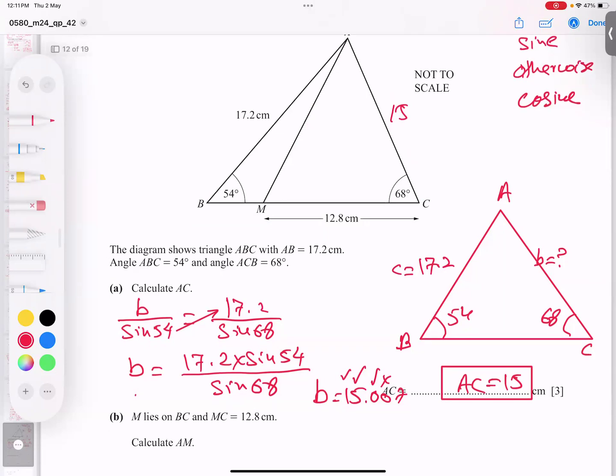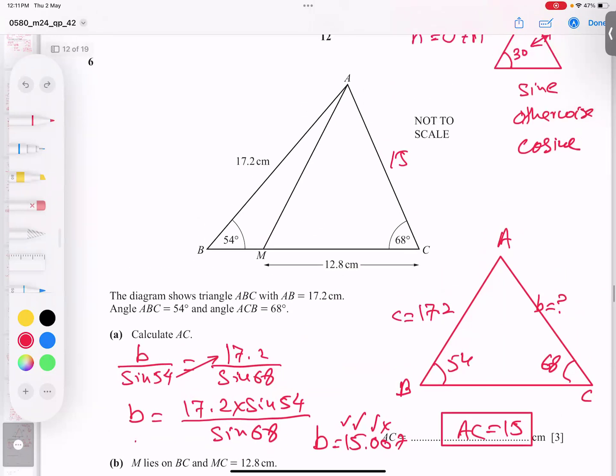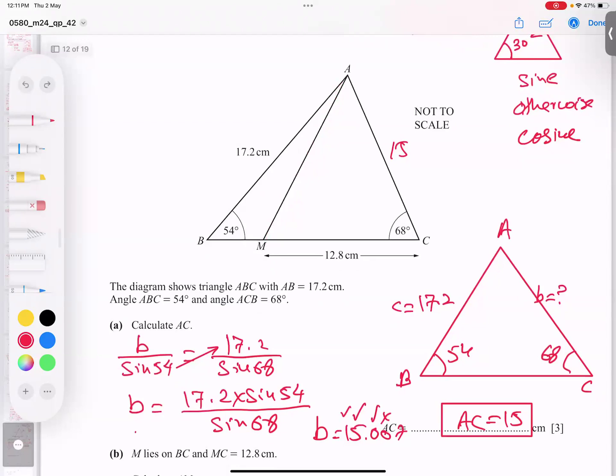Next part, he said that 12.8 here. Find AM. Where is AM? AM is this. Now the question comes to our mind: how can we find this length? Because again, we have one issue. And what is that issue? 12.8 is given. So what is the method to work on it? We have one choice. We can have two techniques, but have a look now.